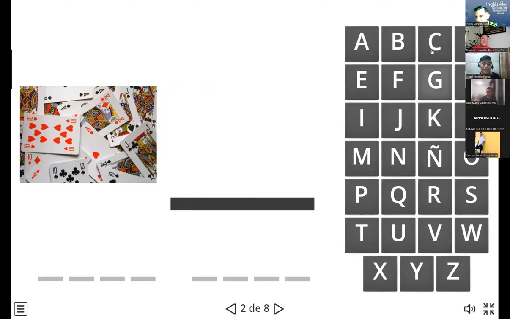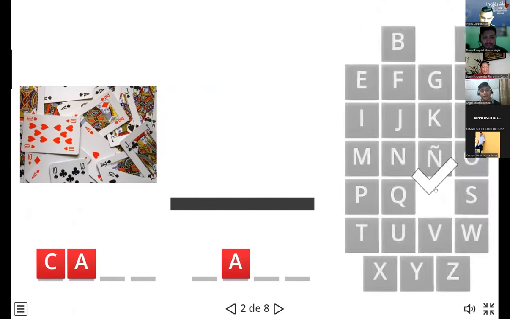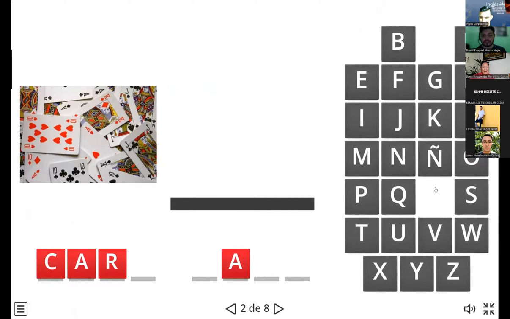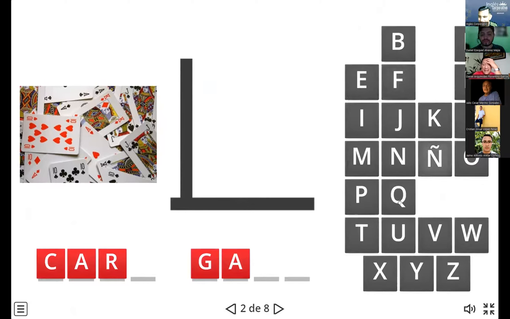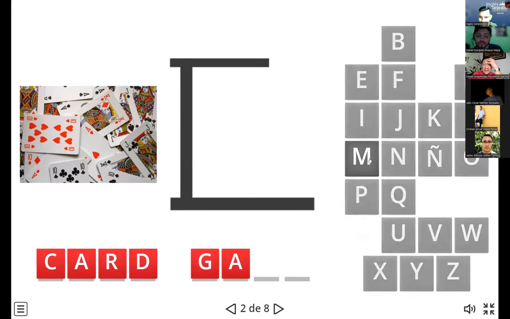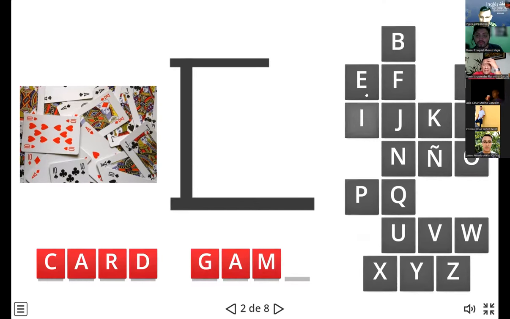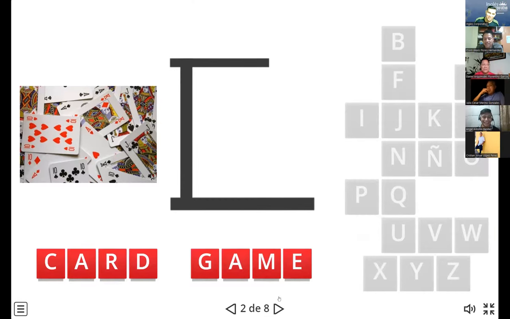Letter C. Card game. Letter A. Letter R. Card game. Yes. Practice the spelling. Letter T. T as in tomato. D as in the dollars. Yes. N and E. M as in Marcos. Is it E or I? E. You tell me I and then E. Okay, good. Next one. The last one.